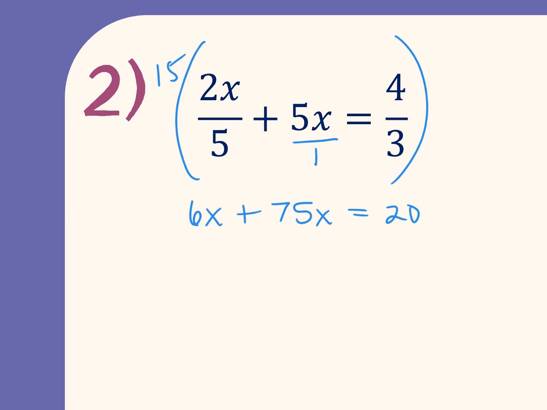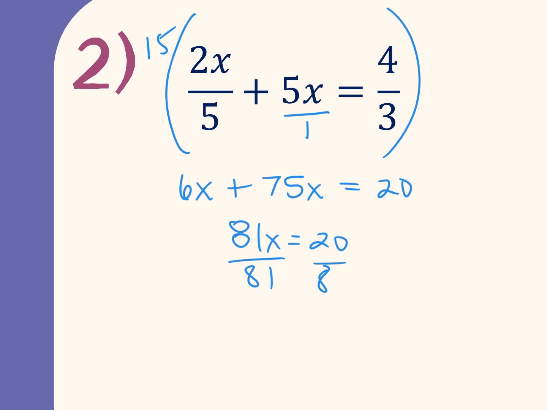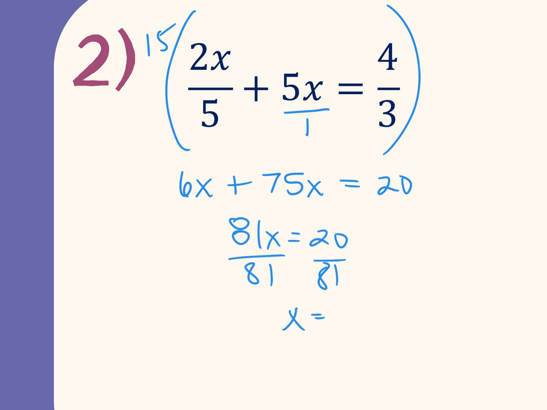Do you notice, guys, that after that first step of eliminating the denominator, I have just a regular basic linear equation. Combine like terms, so 81x equals 20. Divide both sides by 81, and x equals what? 20 over 81. Now, what do I need to look for? I need to make sure that when I plug my x back in, my denominator does not become 0. So we're good to go.